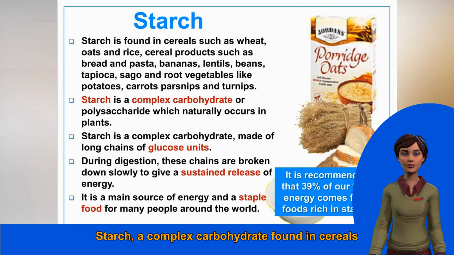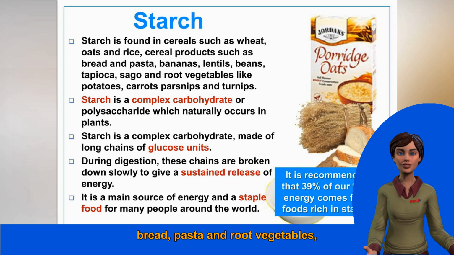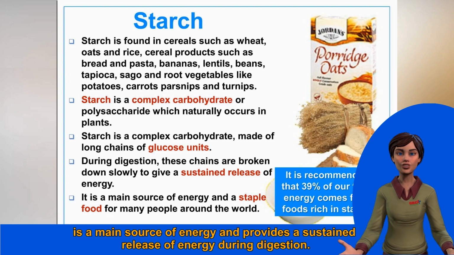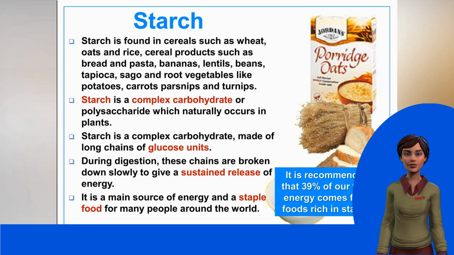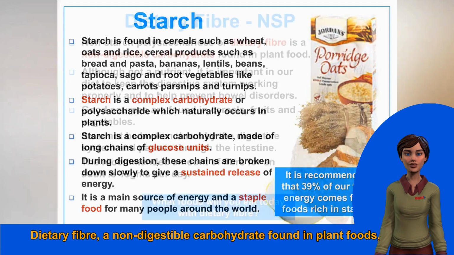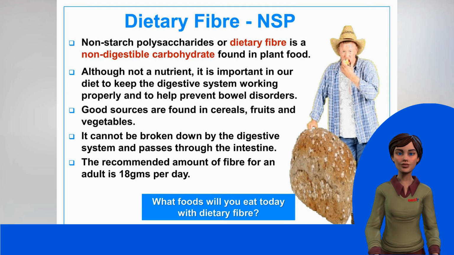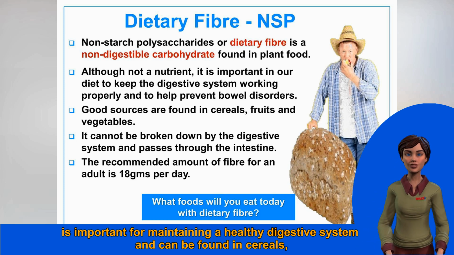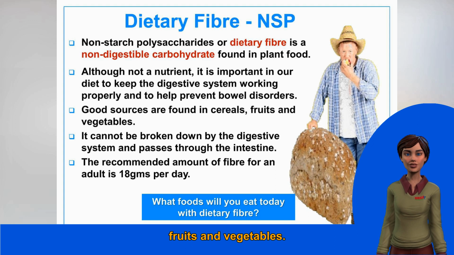Starch, a complex carbohydrate found in cereals, bread, pasta, and root vegetables, is a main source of energy and provides a sustained release of energy during digestion. Dietary fiber, a non-digestible carbohydrate found in plant foods, is important for maintaining a healthy digestive system and can be found in cereals, fruits, and vegetables.